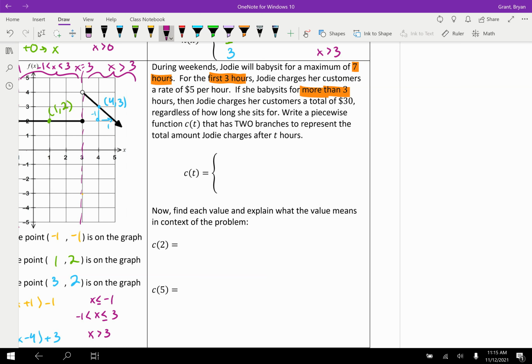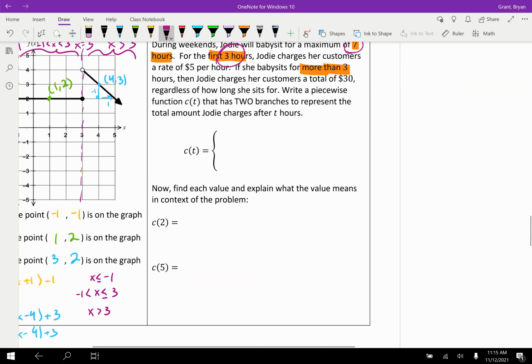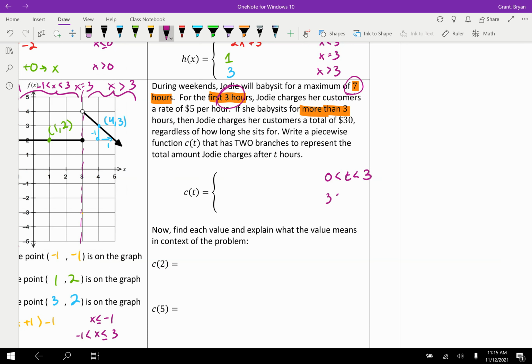Well, let's start with the restrictions first, this piece over here. I see a couple restrictions. First, Jody babysits a maximum of 7 hours. For the first 3 hours, so from 0 to 3 hours, she charges a specific amount. Looks like t is our input here. For this first one, t has to be between 0 and 3. And then our second equation, Jody's only going to babysit from 3 up to 7 hours. t has to be between 3 and 7.